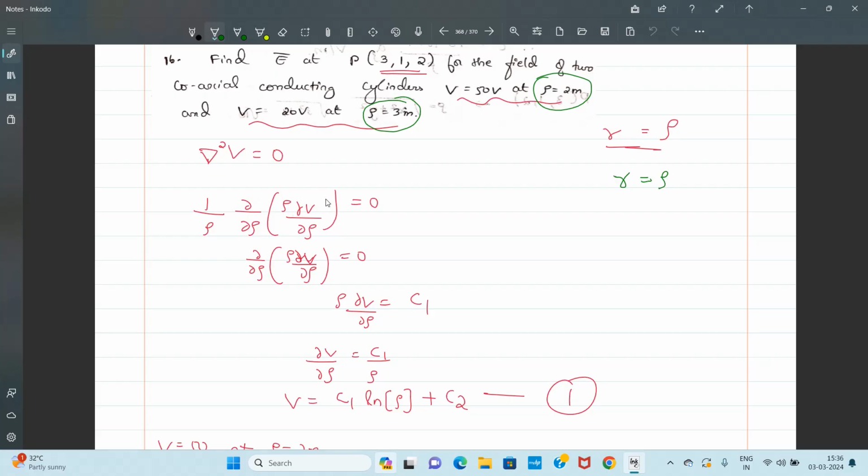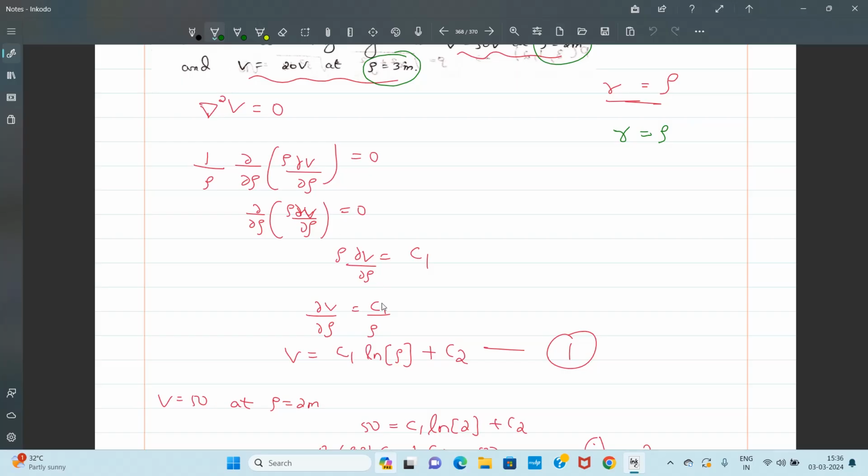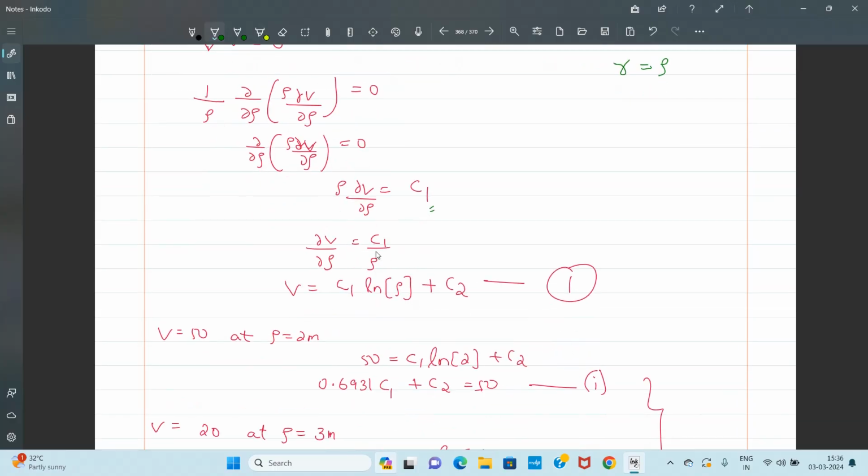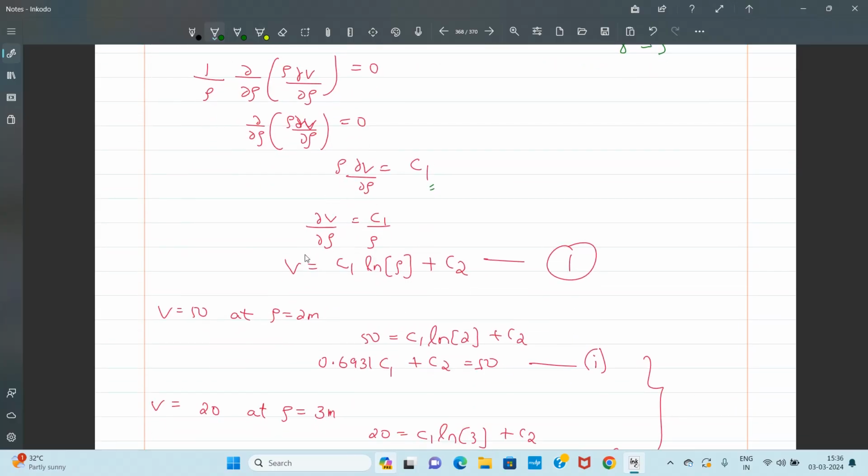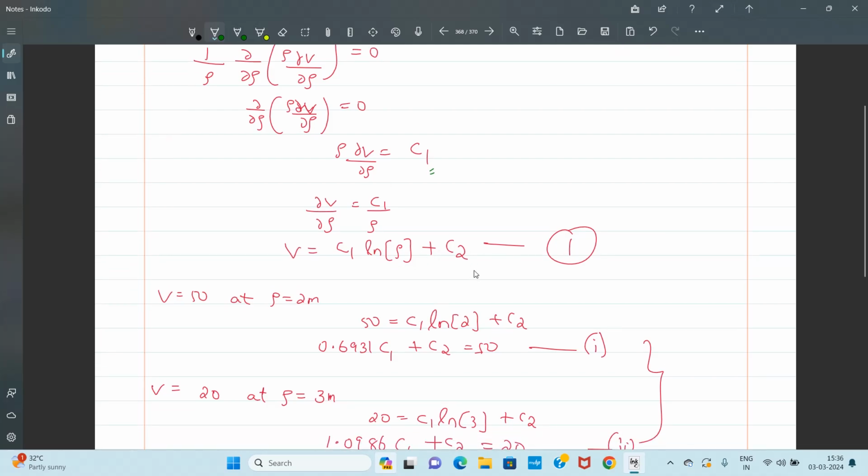That is r part or rho part. And do the simplification step by step. Okay, so you can just check here how it is done. I need to remove the differentiation term. So I have to integrate it. And every time I integrate, I'm going to add an integration constant. Then I've taken this rho to the other side, becomes C1 by rho. Again, I have to do the integration. Integration of 1 by rho will be natural log of rho plus another integration constant.